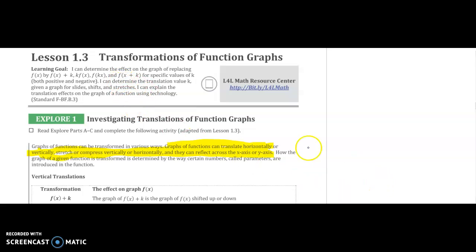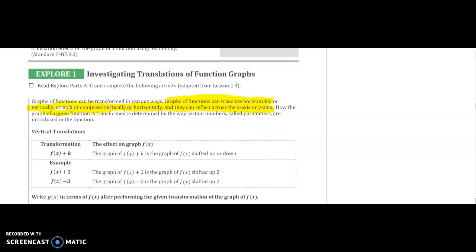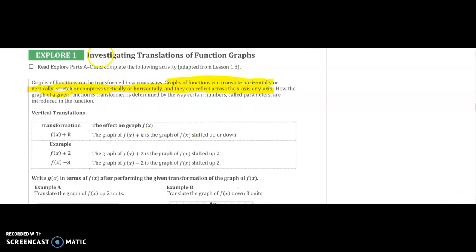So first thing that we're going to look at is vertical translations. So we're going to start with translations, the easier one of the three. So vertical translations happen whenever the function has some number adding on the outside of it, but that number can be adding or subtracting, and we call that number k. And what that number does is it shifts the graph up or down. So f of x gets shifted up or down depending on what k is.